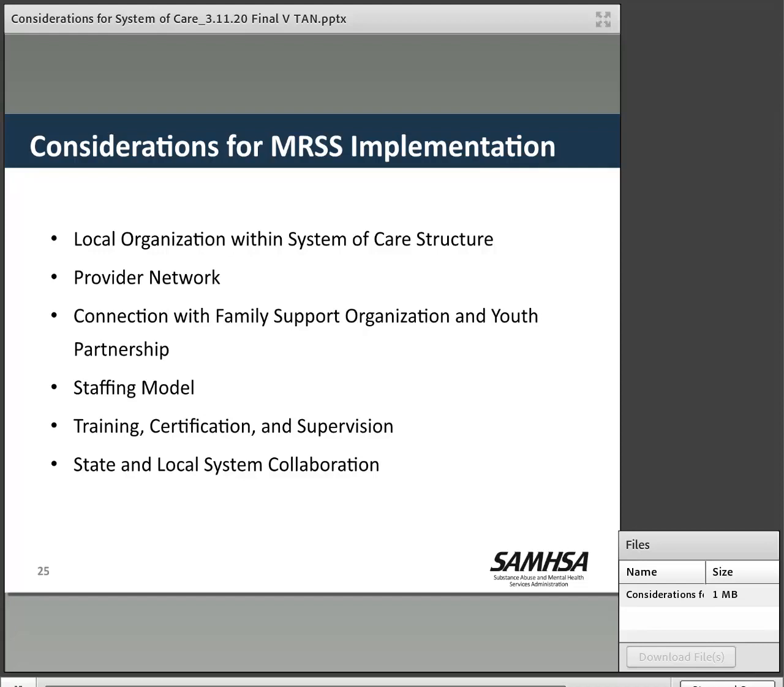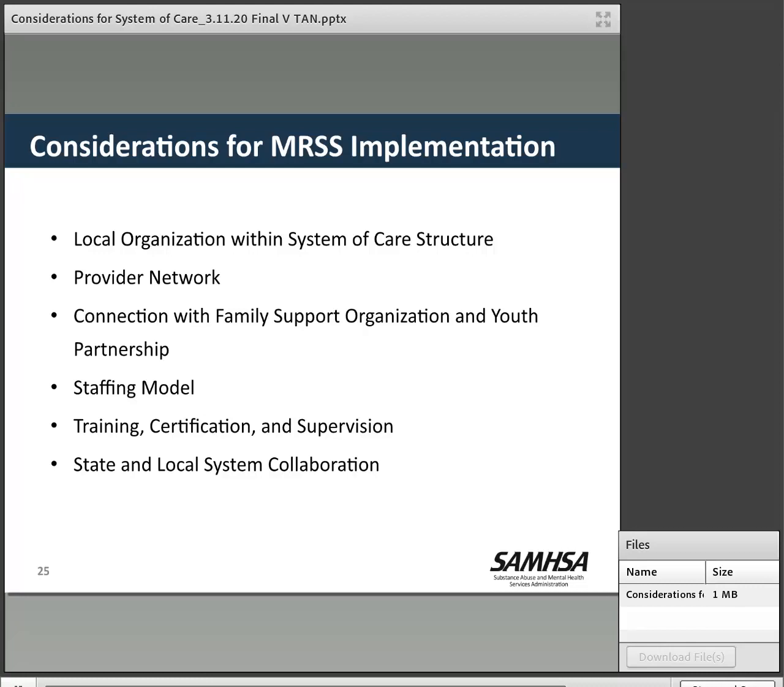We need connection to family support, and that's peer support, which is really important. And in some states like Oklahoma, peer support is part of the response team. It's really important to take into consideration in this work. You want to really think about your staffing model, whether you use bachelor's-prepared folks or clinicians, depending on what your workforce looks like in your communities.